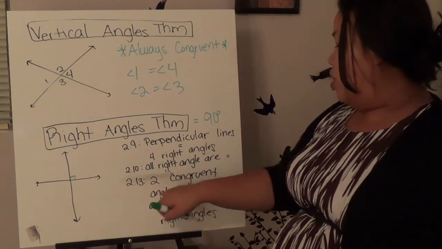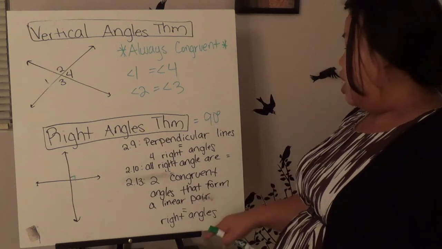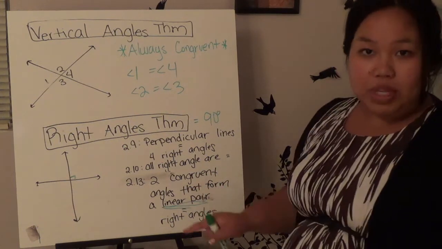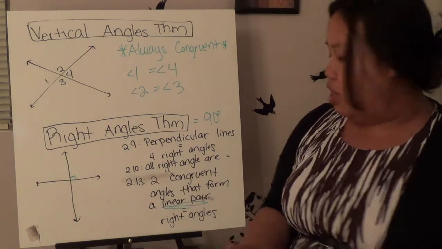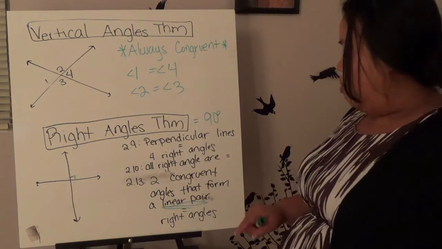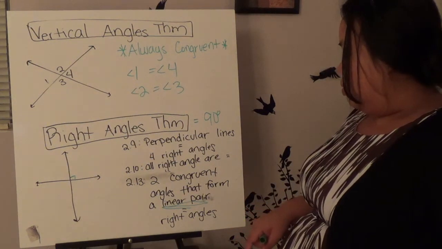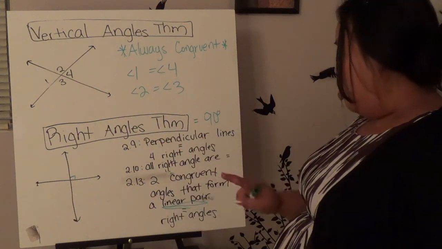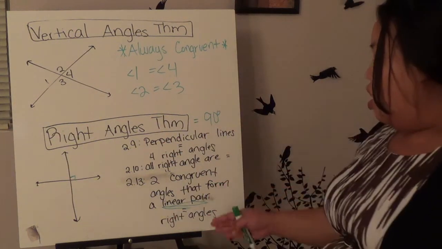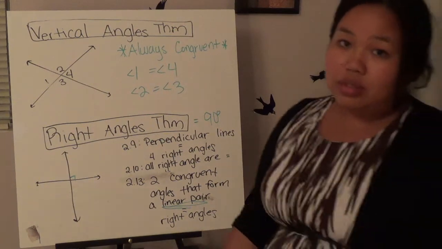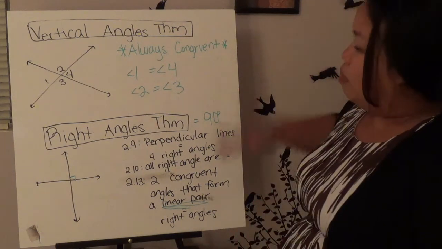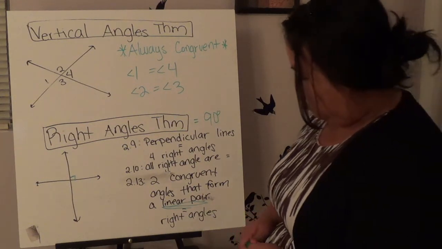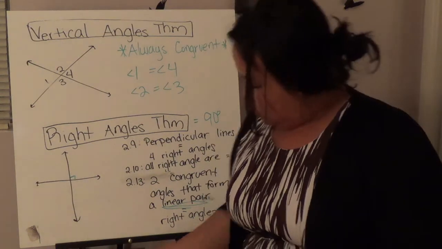And theorem 2.13 says two congruent angles that form a linear pair, and the term linear pair means what? Supplementary, which is another term for 180 degrees, equals right angles. So that means if you have two congruent angles that make a linear pair, then they each have to be 90 degrees. Go ahead and pause this and write this down. And we're going to start our examples.